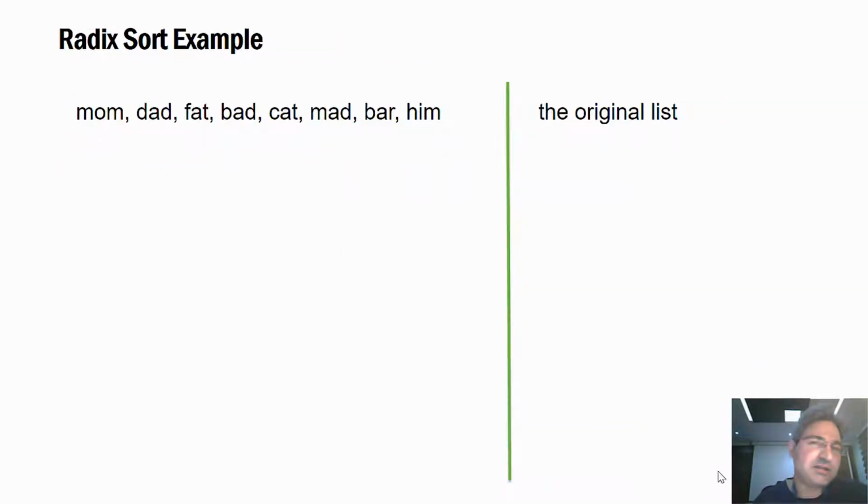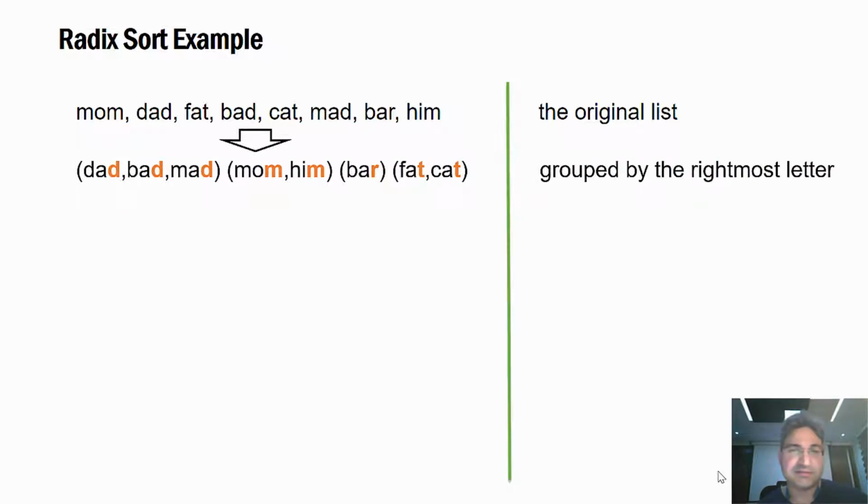Let's take a look at Radix, for example. We have got 8 words here, mom, dad, fat, and so on. I start from the right hand side. I group them based on the last letter. Dad, bad, and mad fall into the same group because they all end with D. Mom and him also form another group because they end with M, and so on.